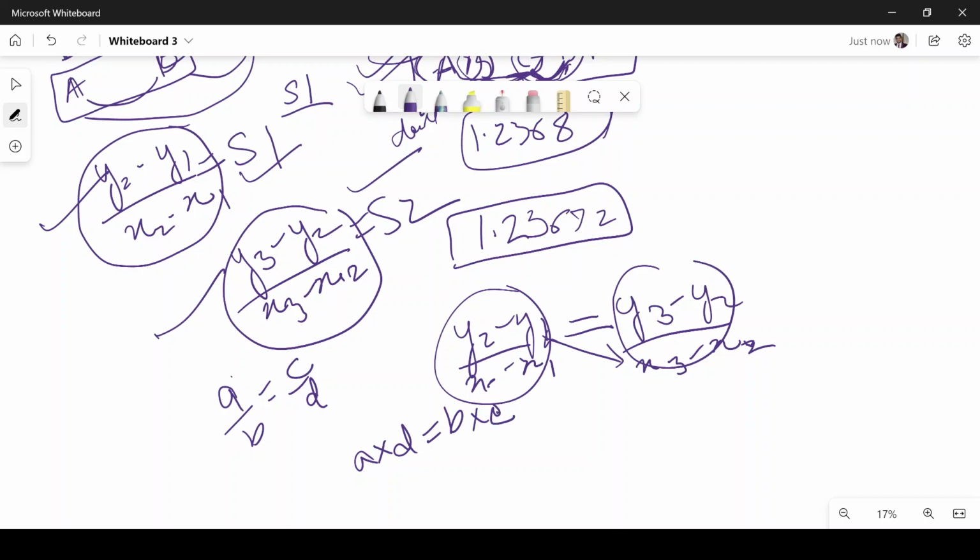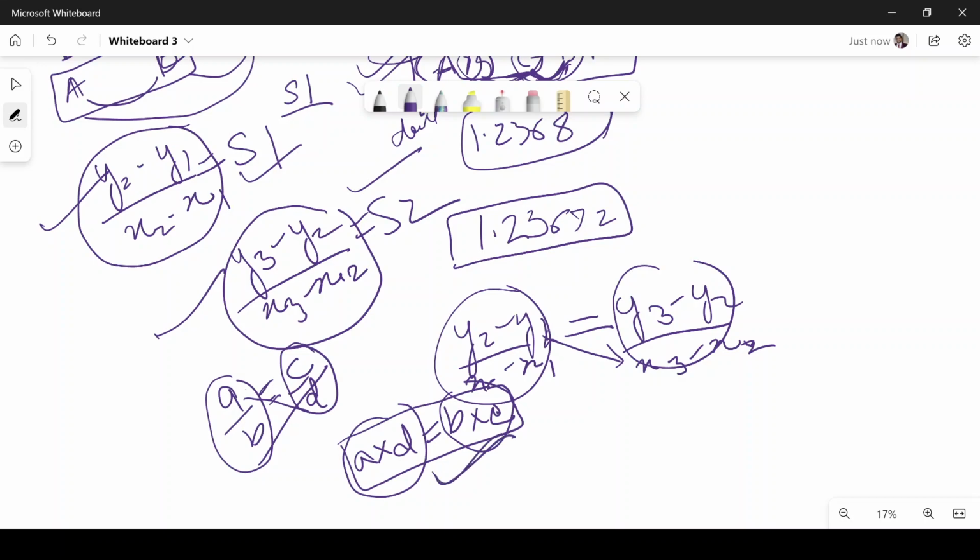Either we calculate a divided by b and c divided by d and compare those values, or we can cross multiply and say that a into d equals b into c. Then also we are good to go. The benefit here is that we are not dealing with any float or double values. We are just dealing with integers. We just need to take care that it doesn't overflow. So this is the trick that generally we should use.